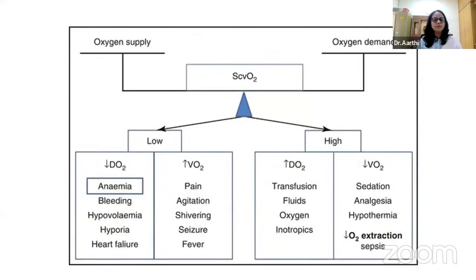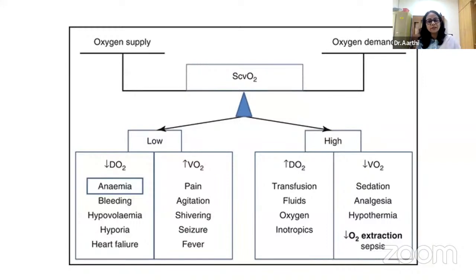So when central venous oxygen saturation is low, it can either be due to a decrease in delivery or due to an increase in oxygen consumption. Decrease in delivery is secondary to anemia or bleeding, hypovolemia, heart failure, or increase in oxygen consumption where there is sympathetic overactivity secondary to pain, agitation, shivering, and fever. So all these scenarios will cause a decrease in the central venous oxygen saturation.